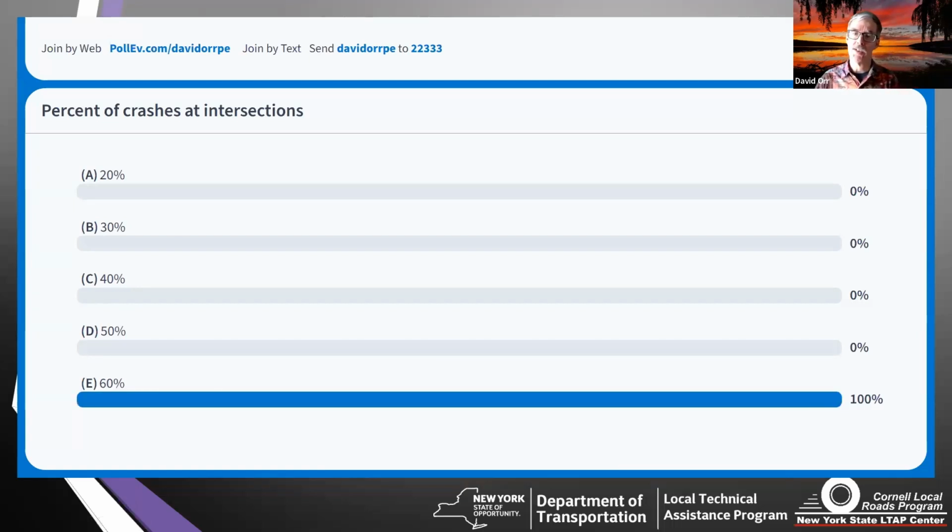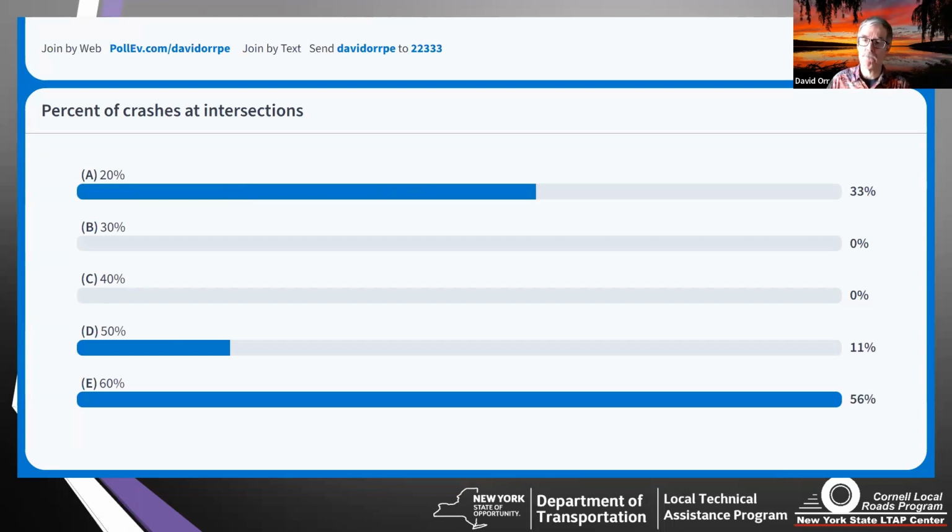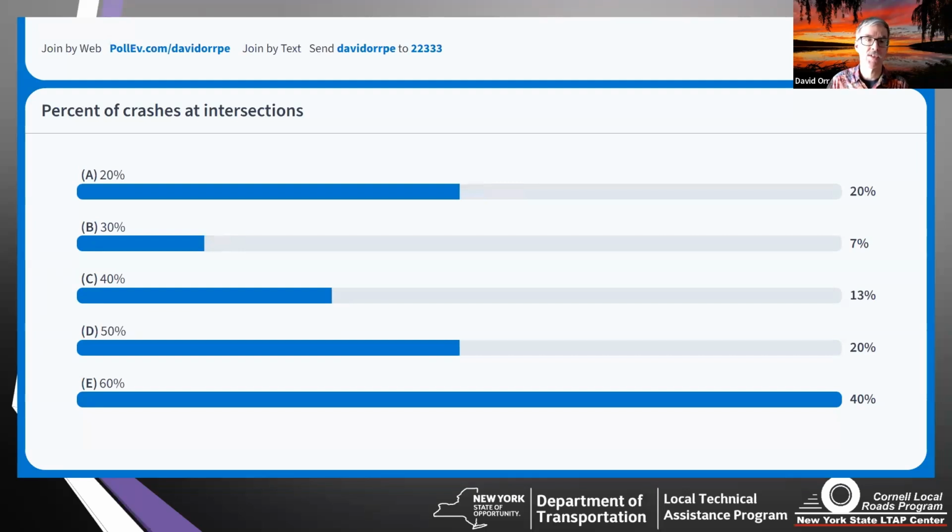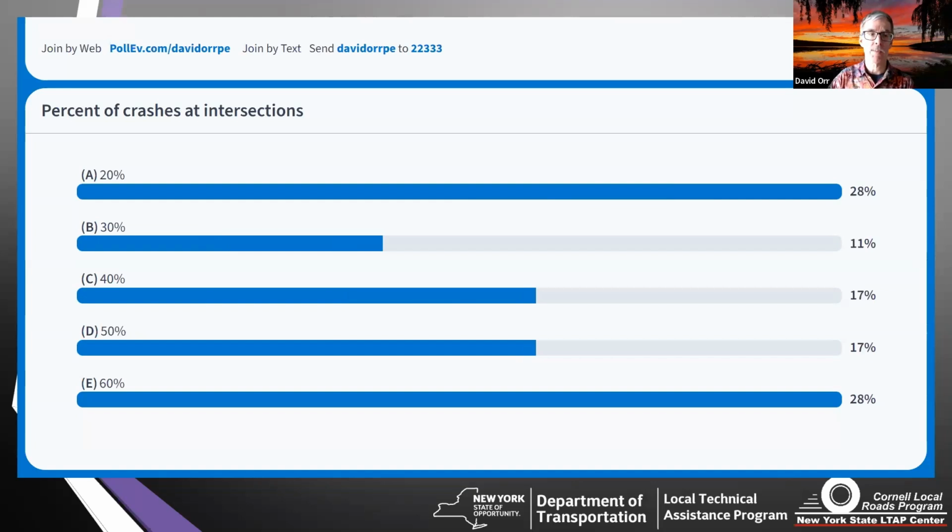And now when I'm talking about percent of crashes, I'm talking about the serious and fatals. The serious and fatals, what's the percentage of crashes at intersections? Okay, got a range here, people all over the map. If we were looking at all crashes, the answer would be about 40%. C would be the correct answer. But if we're looking at the fatals and the serious injuries, it's about 50%. It's actually more than 50%. So anybody who said D or E, you're probably closer to the mark.